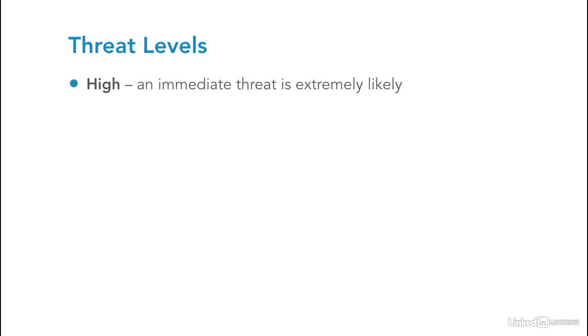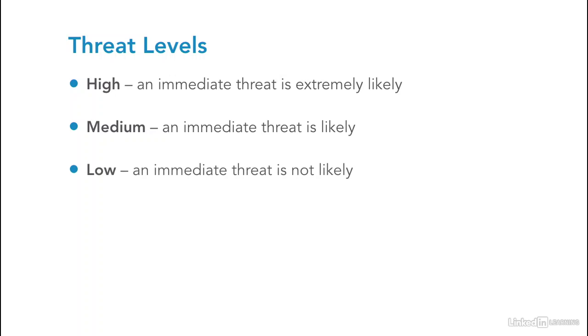A signature is tuned to one of 4 levels based on the perceived severity of the signature. High. An immediate threat is extremely likely. Possible attacks to gain access or cause a denial of service are detected. Medium. An immediate threat is likely as abnormal network activity is detected that could be perceived as malicious. Low. An immediate threat is not likely. However, abnormal network activity is detected that could be perceived as malicious.